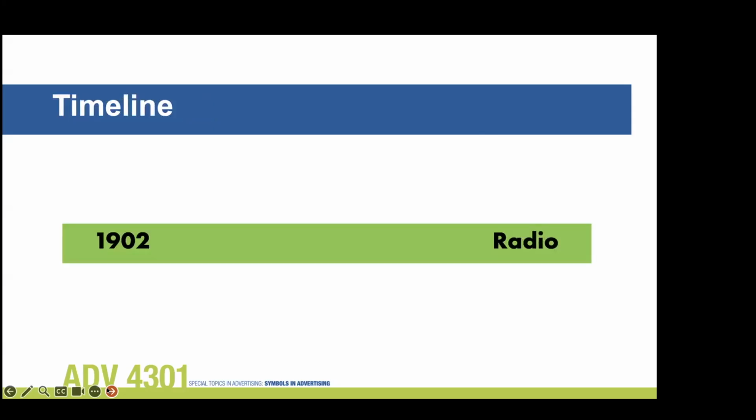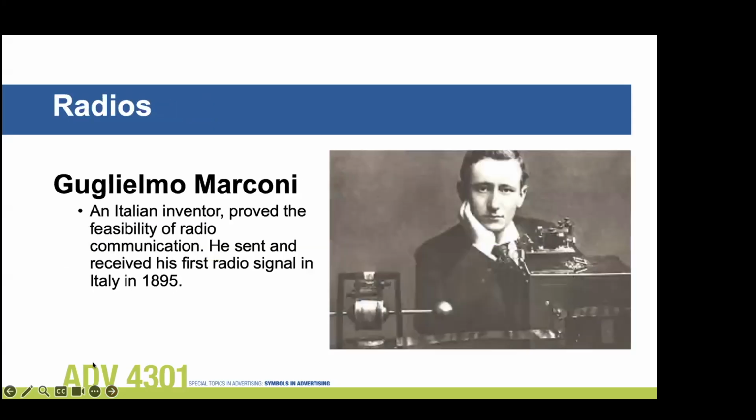The next thing was the radio. And this one was invented by Marconi. He was an Italian inventor, and he had the first proved feasibility of a radio communication. He actually invented it in 1902. That's when he got his first patent. But he actually sent and received his first signal in Italy in 1895.